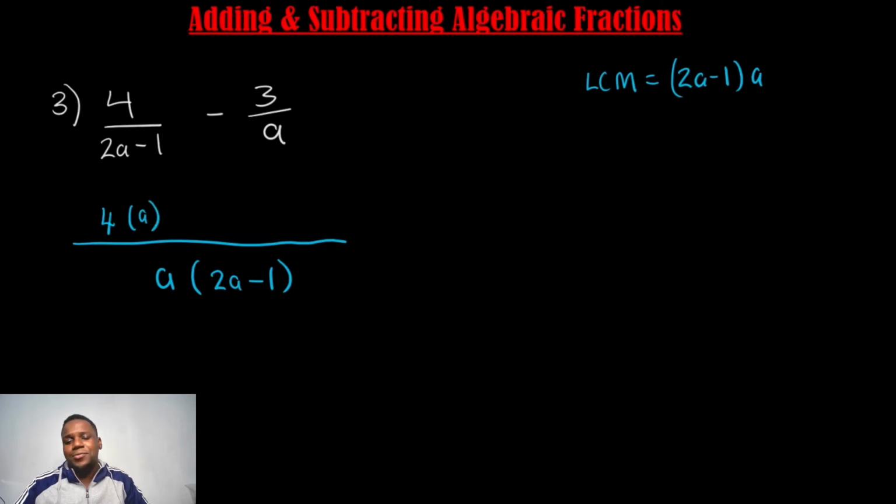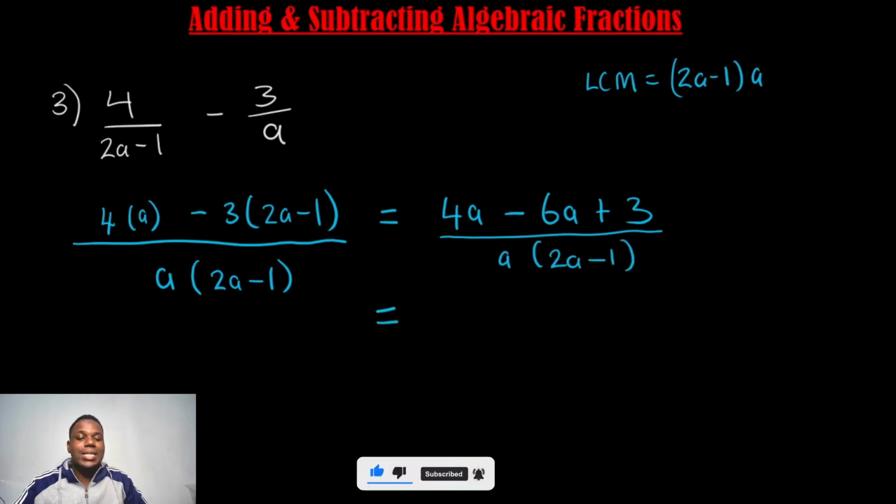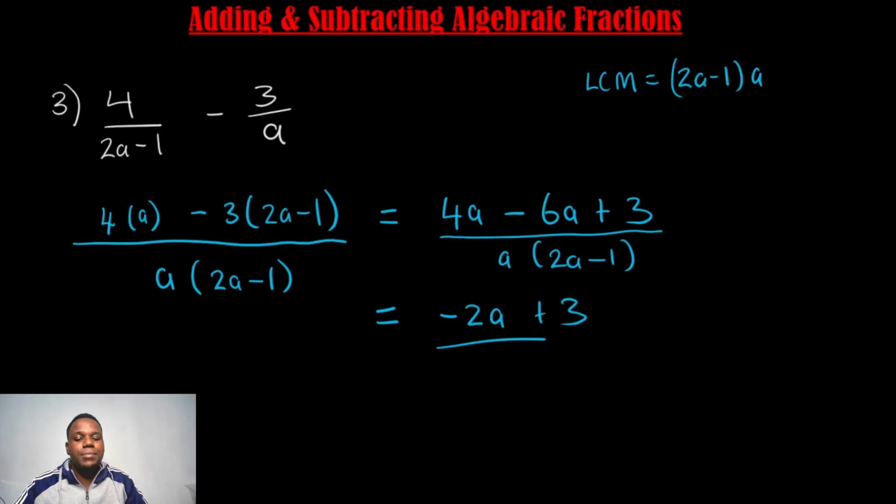And we do the same for the second fraction. So a into our new denominator leaves 2a minus 1, and we multiply that 2a minus 1 by our minus 3, or negative 3. So we're going to expand our brackets and simplify our numerator. 4 times a gives us 4a, and negative 3 times 2a gives us negative 6a. Negative 3 times negative 1 gives us a positive 3. So we're going to group our like terms. 4a minus 6a gives us negative 2a. And we write back our plus 3, which is our constant, and we write back our denominators. So our final answer is negative 2a plus 3 over a times 2a minus 1.